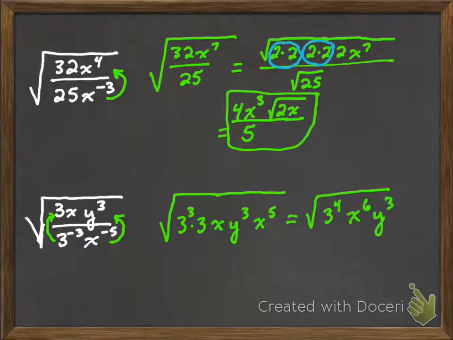All right, so square root, we're looking for pairs of numbers. We're going to have 2 pairs of 3's. So that's going to come out as 9. We're going to have 3 pairs of x's. So that's x to the 3rd. We're going to have 1 pair of y's. Inside the radical, the only thing we have left over is a single y.